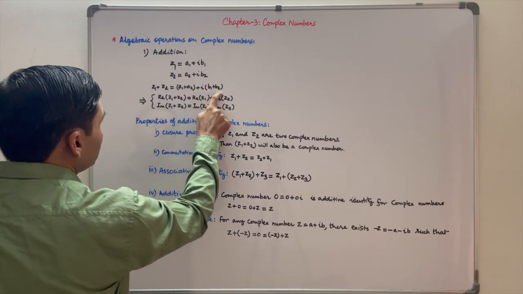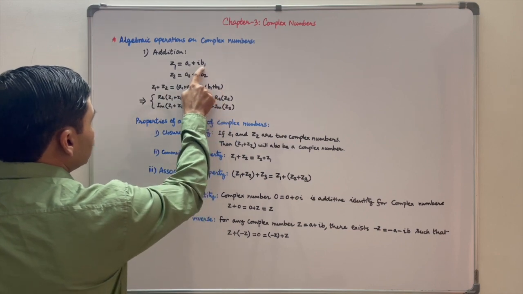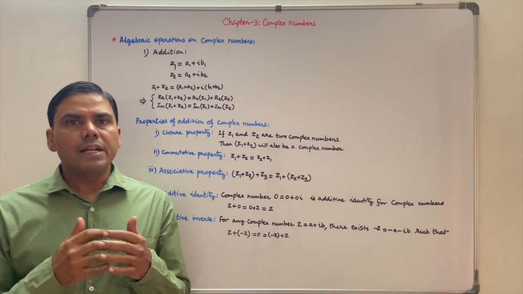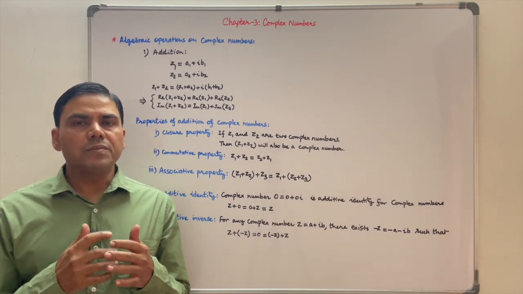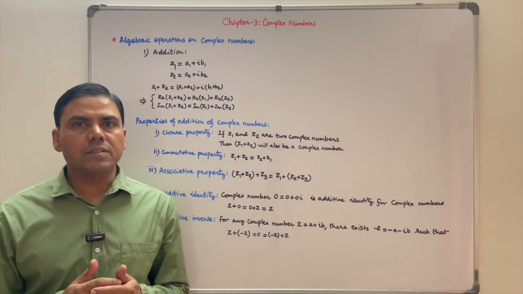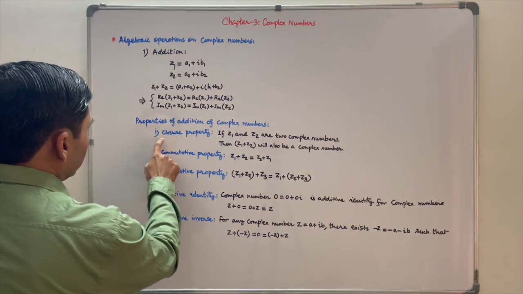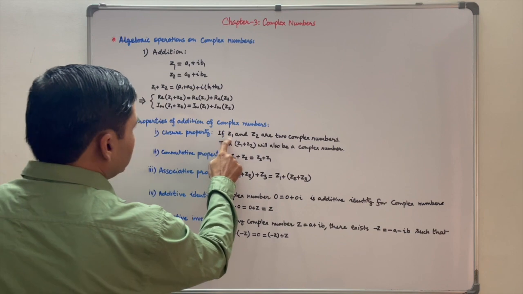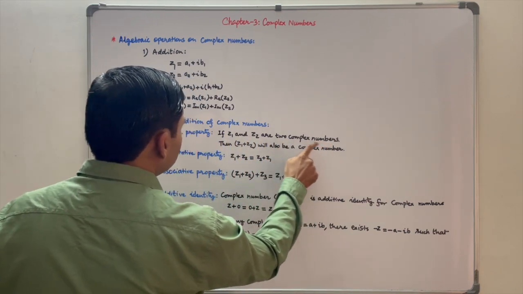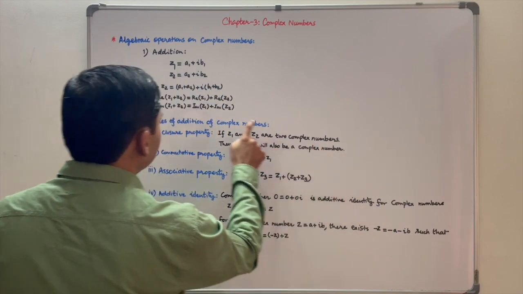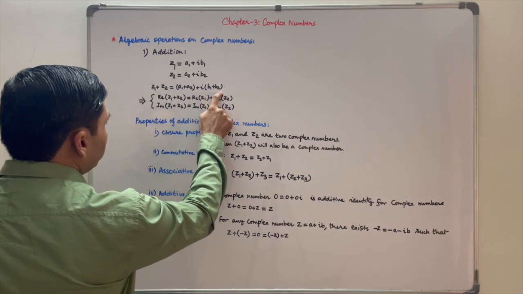The imaginary part of z1 plus z2 is equal to the imaginary part of z1 plus the imaginary part of z2. Let us see the properties of addition of complex numbers, as we have been doing in our previous classes for other types of numbers in number systems. First property, closure property. If z1 and z2 are two complex numbers, then z1 plus z2 will also be a complex number. It is clear from here.